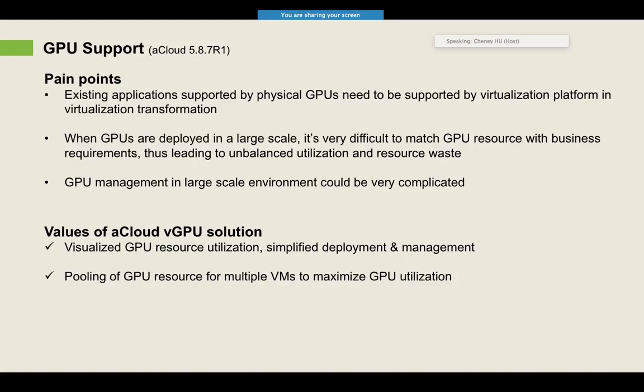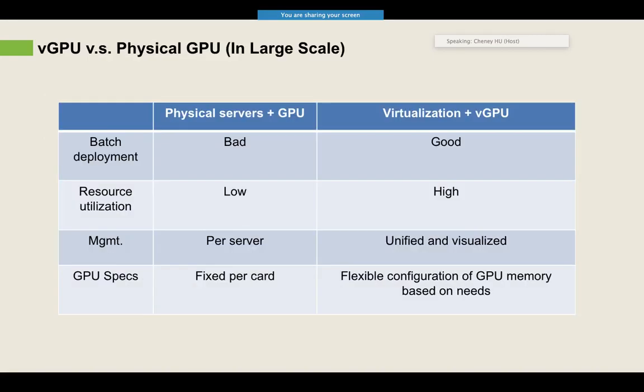If you have one NVIDIA M10 card, the M10 card has 4 physical GPUs. If you don't have a VGPU solution, then you can only provision a GPU card for 4 VMs. But with NVIDIA VGPU, you can partition that M10 GPU card into 24 VGPU cards, and then provision the VGPU cards to 24 VMs. That significantly improves the utilization of the GPU resource. So VGPU compared to physical GPU, especially in large-scale deployment, the benefits are obvious.